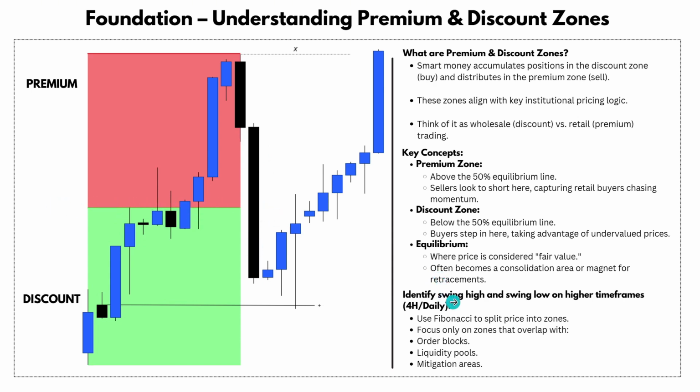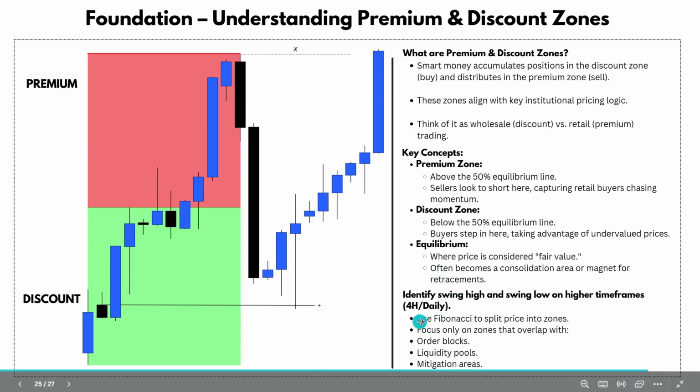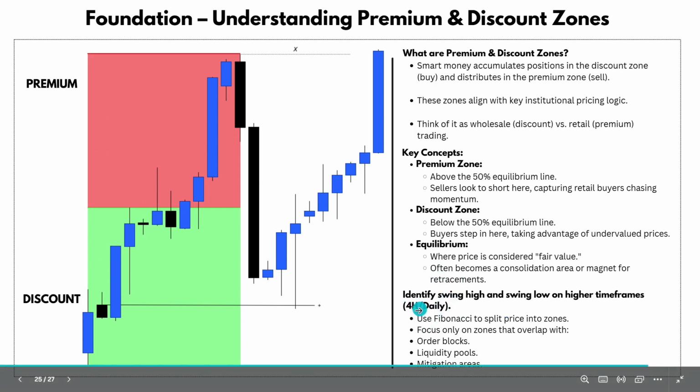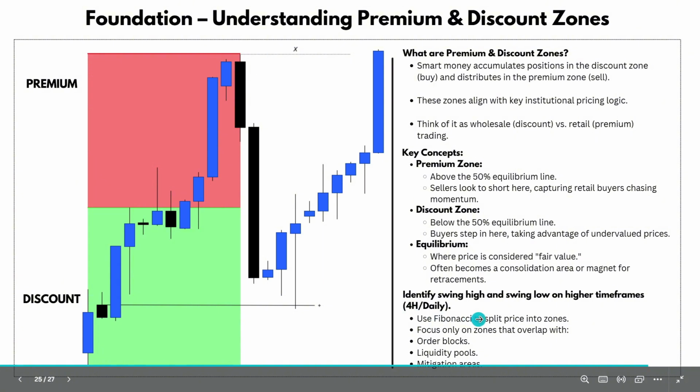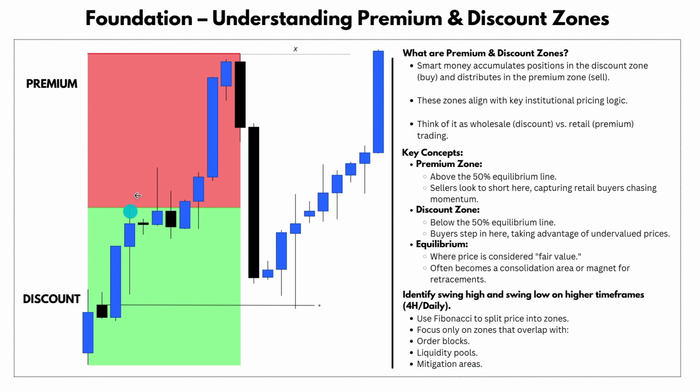To identify our premium and discount zones, we have to start on the higher time frames, which is the 4-hour or the daily, whichever one you want to choose. Then we'll use our Fibonacci to split the price into zones. As you can see here, we're going to place our Fibonacci from the low to the high. This is our range right here, from the low to the high. That's where we place our Fibonacci.